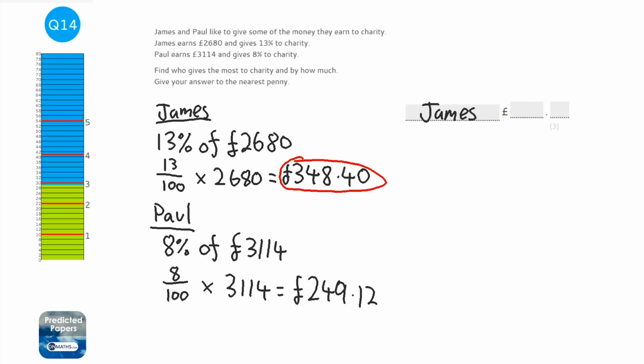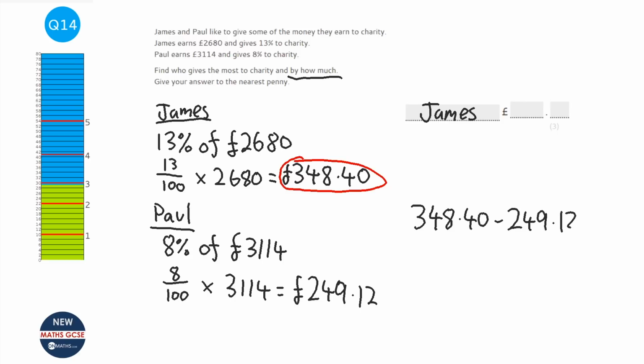And it says who gives the most to charity and by how much. So we need to work out by how much. So 348.40, take away 249.12, and that gets me 99.28. So it's £99.28.